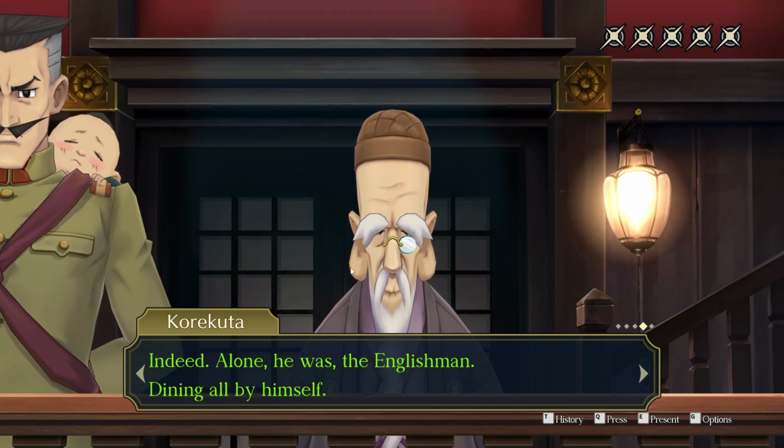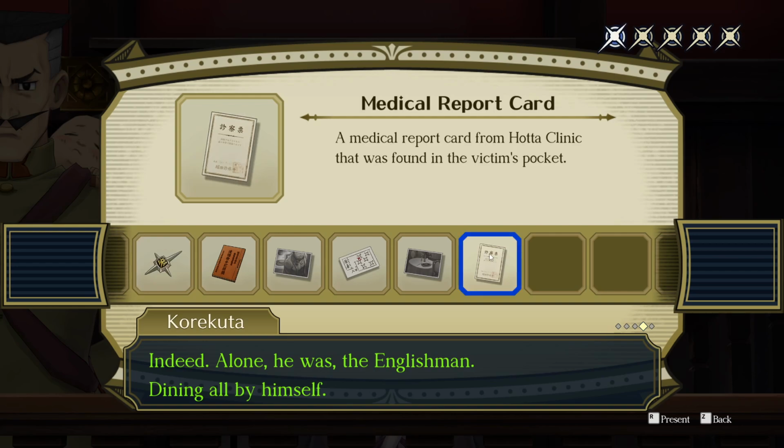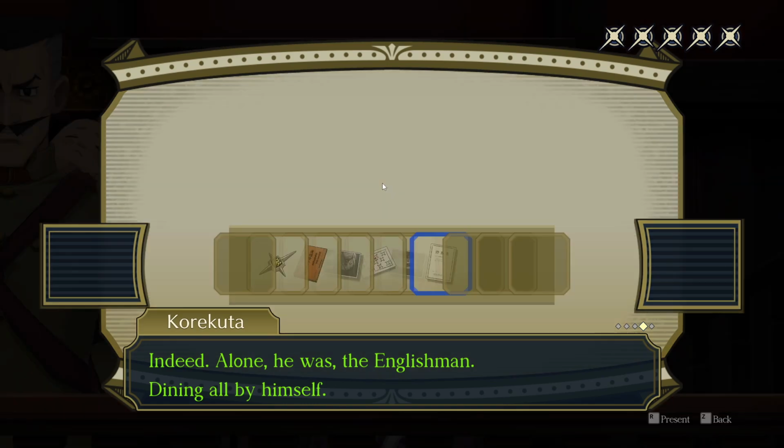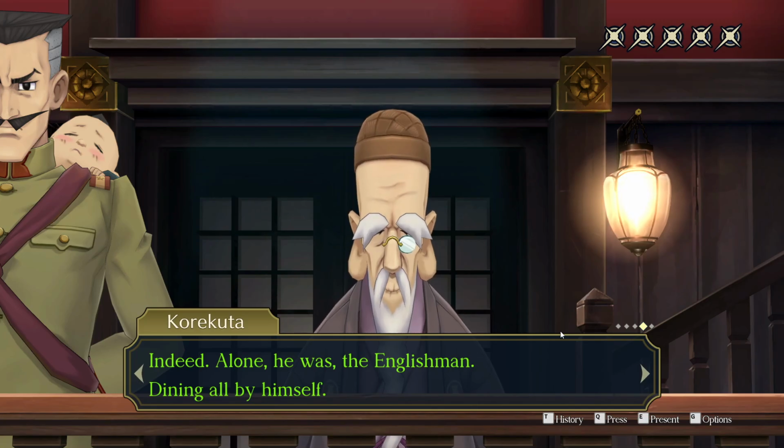Okay, let's take a look-see at that medical record. I was hoping it was going to let us read it, but it actually doesn't. So right now I don't think I can use it for anything. Let's press that.